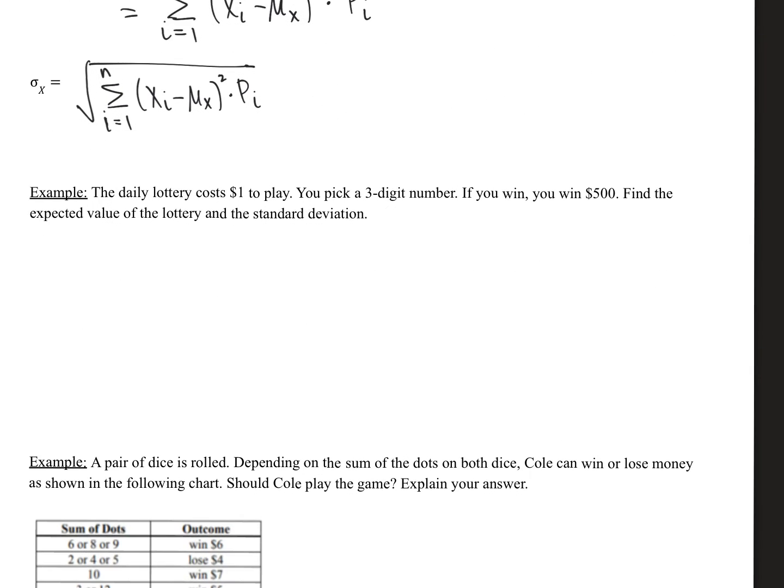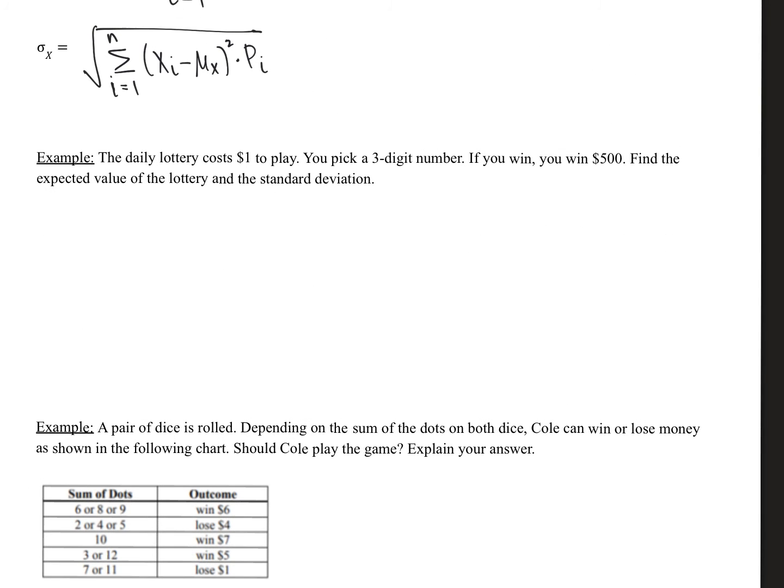Okay, so the daily lottery costs $1 to play. You pick a 3-digit number. If you win, you get $500. Find the expected value of the lottery and the standard deviation. So first things first, a 3-digit number here is 001 to 999. Okay, we're going to assume that zeros work in the lottery. So X is going to be our winnings.